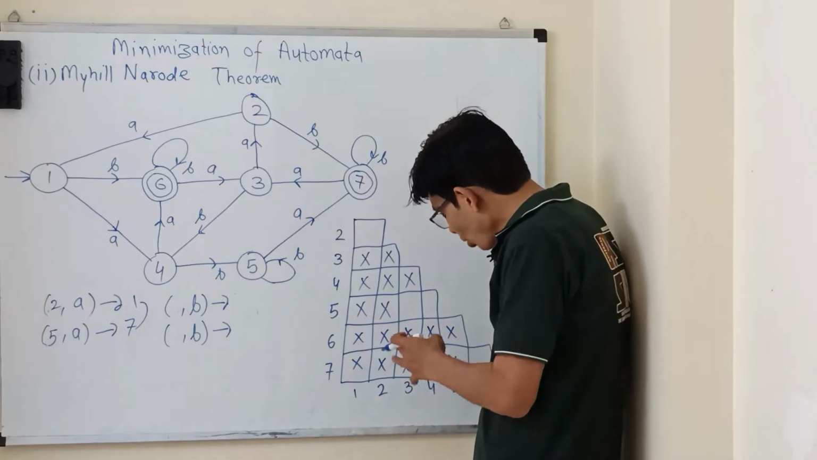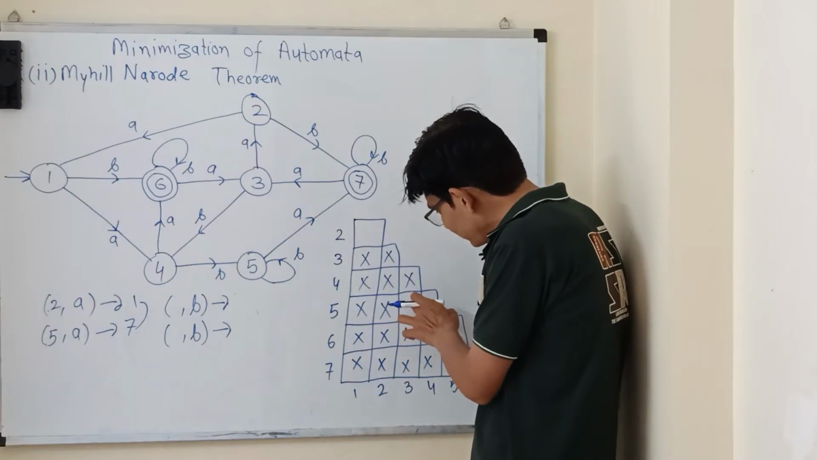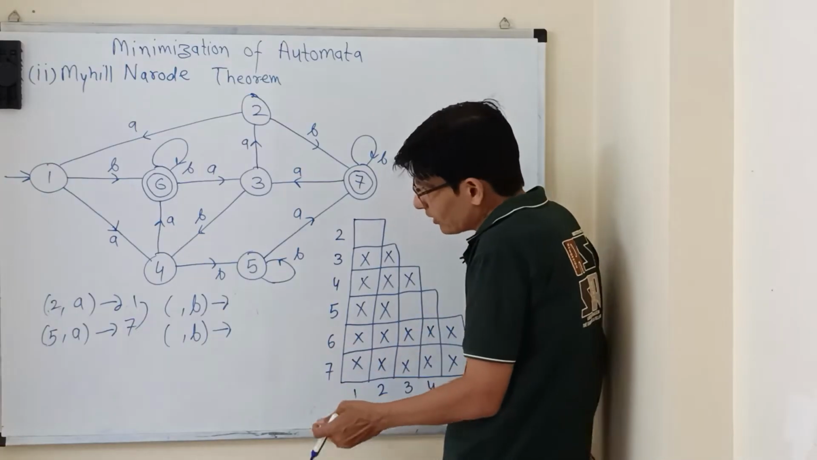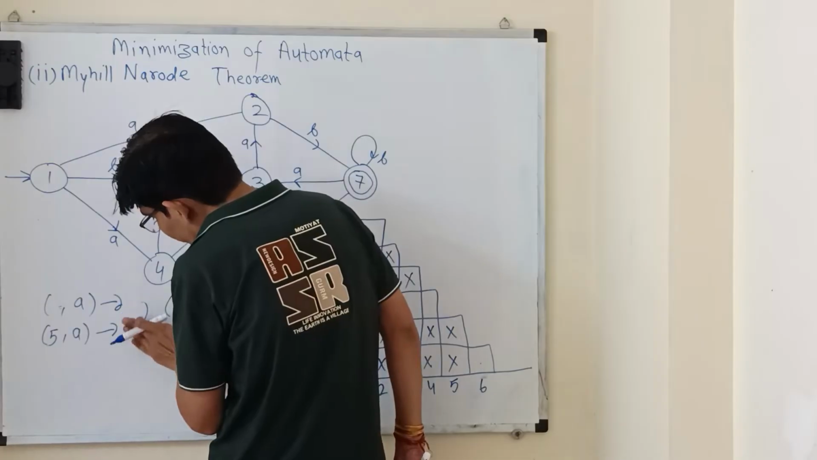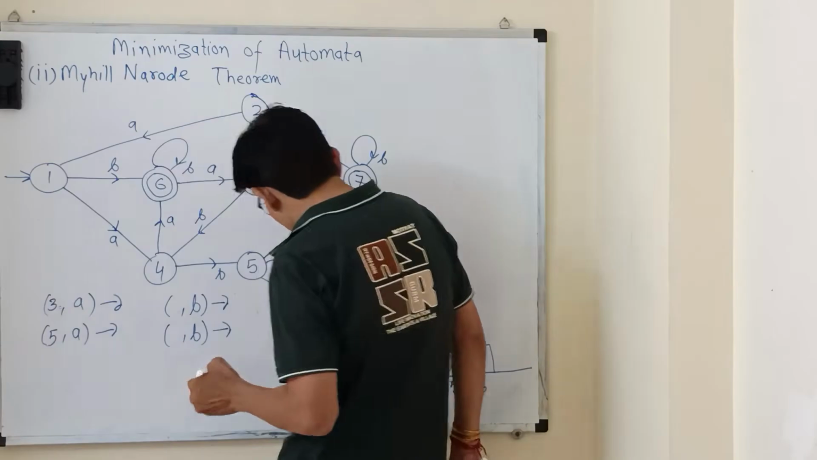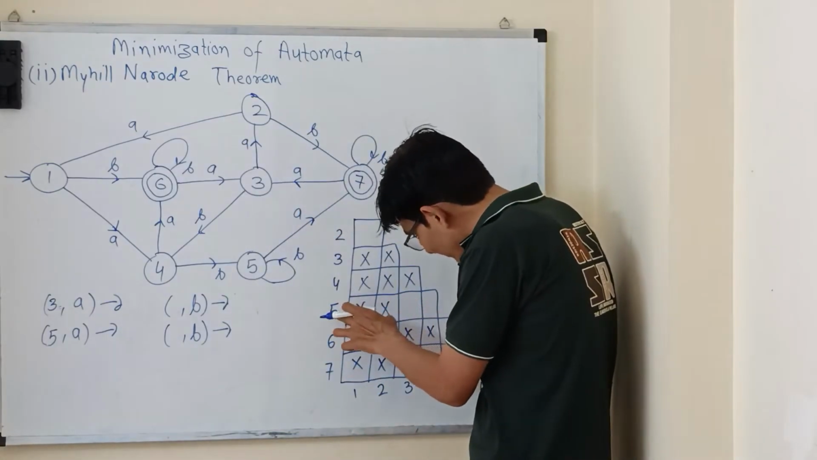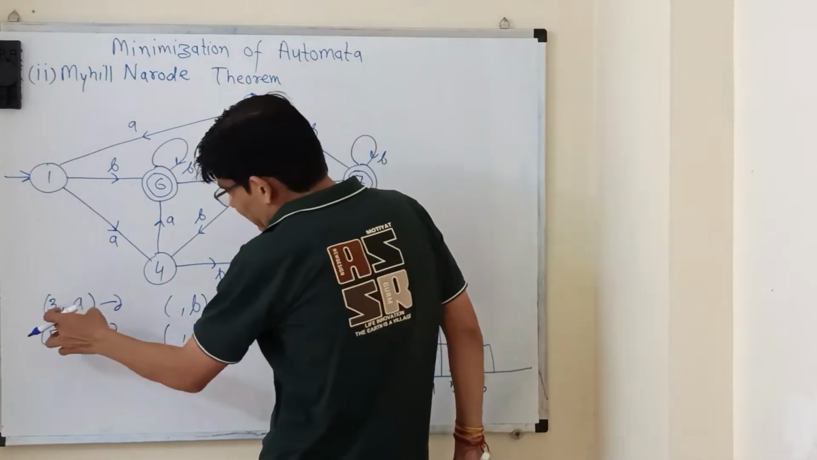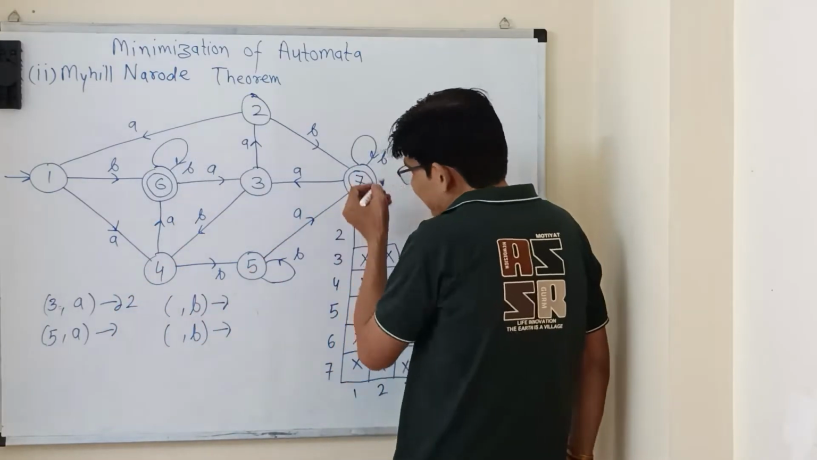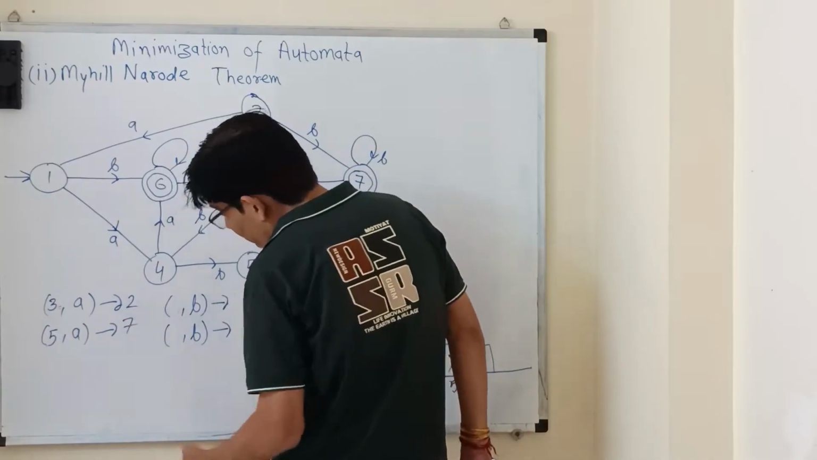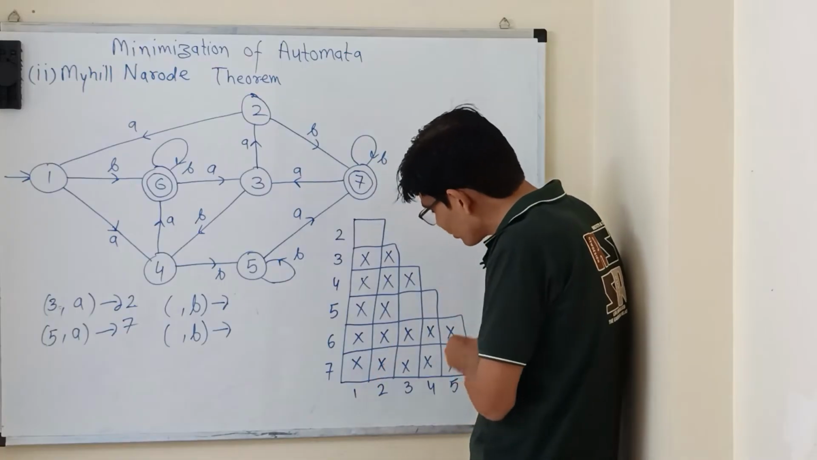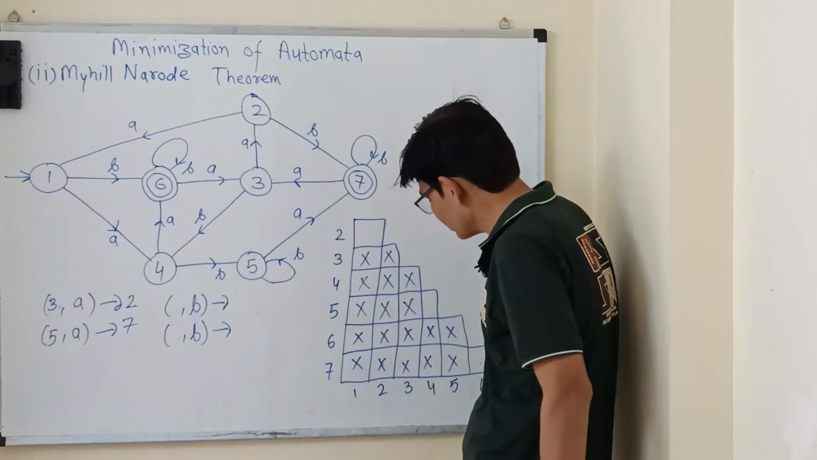Now on 5 and 3 we will try putting a cross. Now we will try putting a cross between 5 and 3. So on 3, if we are applying A, we are moving to 2. On 5, if we are applying A, we are moving to 7. So between 2 and 7 we have already put a cross, so we can cross this also.